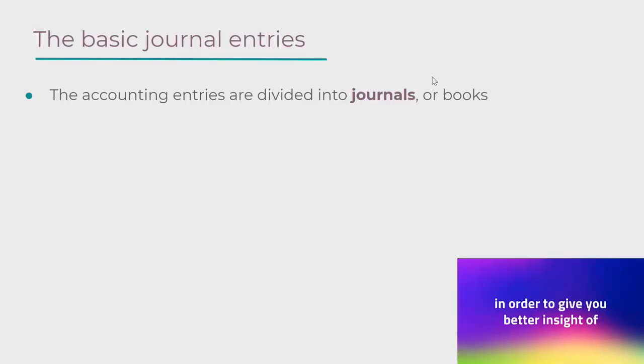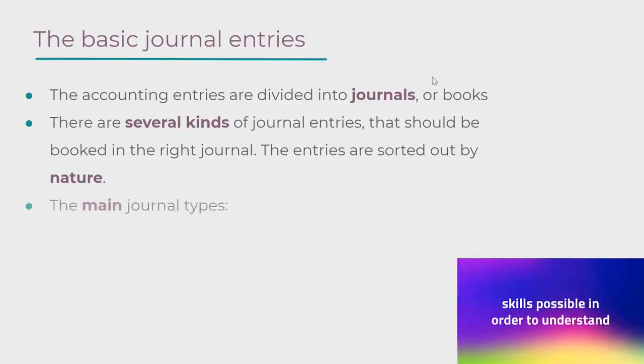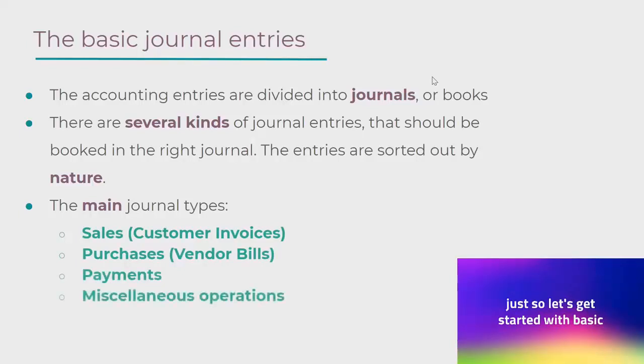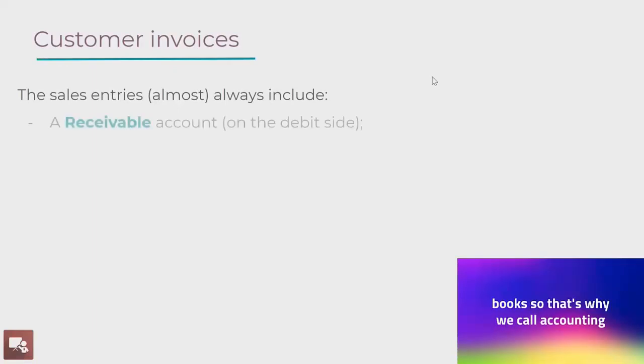Entries are divided into journals or books, so that's why we also call accounting bookkeeping, because we record accounting entries in those books. There are several kinds of journal entry. In the right journal, the entries are recorded. The main journal types are sales, purchases, vendor bills, and payments. Let's start with the customer invoices: a receivable account and a revenue account.